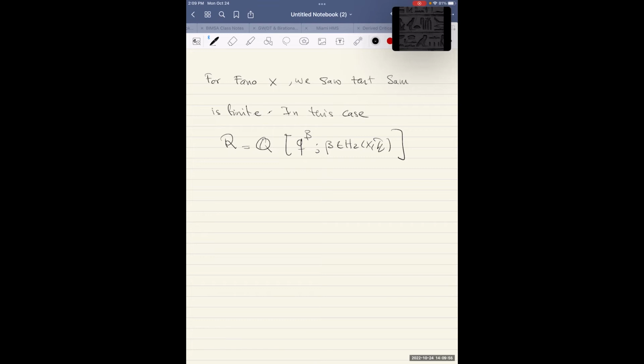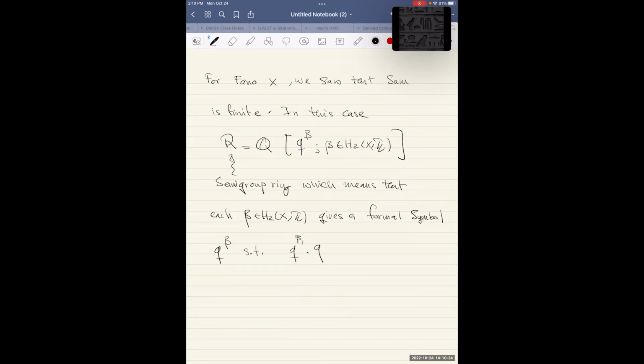Okay, and so this is a semi-ring, actually semi-group ring, which means that each beta which lies in H2 of X, Z gives a formal symbol q to the beta, okay, such that if I take q to the beta 1 and q to the beta 2, this should be q to the beta 1 plus beta 2.